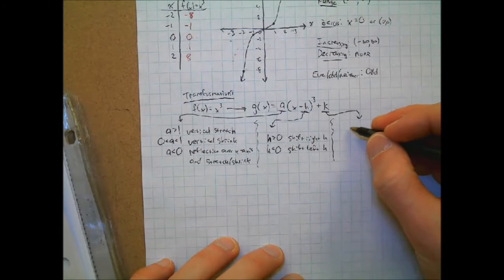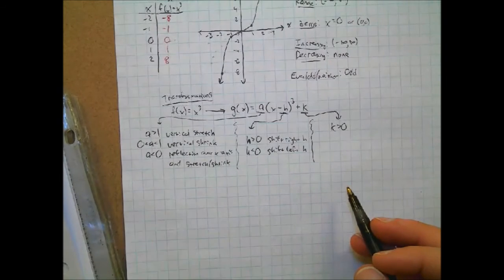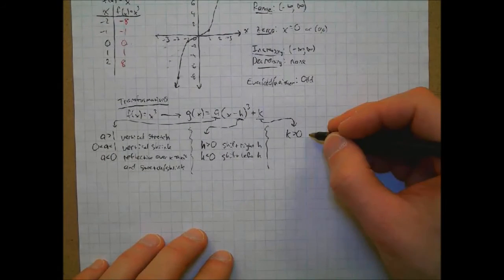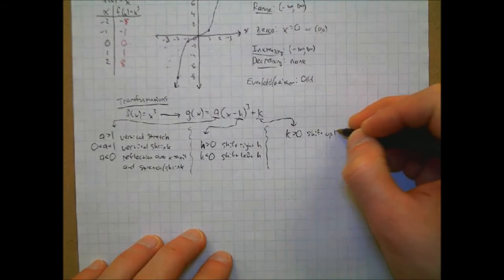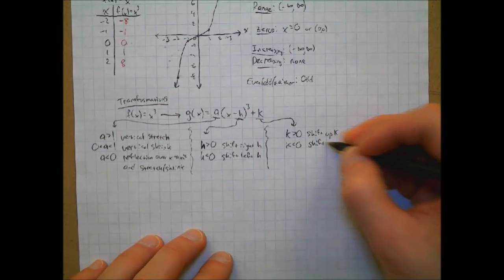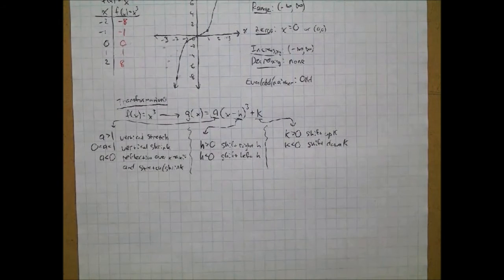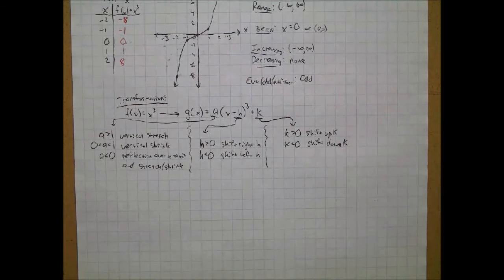All right, and then finally the k. If k is greater than 0, so it's going to be plus a positive number there, what's that k going to do? Shift things up. Okay, and if k is less than 0, it's of course going to shift down. Okay. Questions on any of that? All right, pretty straightforward stuff, yeah?